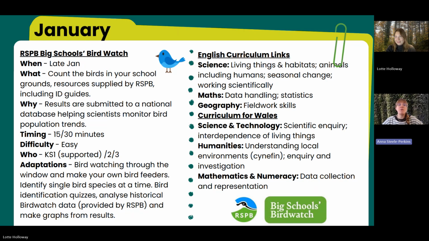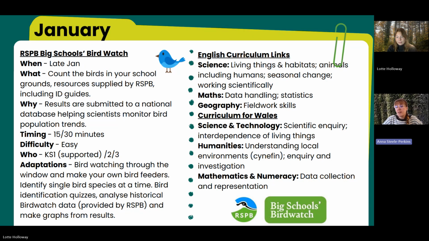So January. We've got the RSPB Big Schools Birdwatch. It occurs in late January, and what students would do is count birds in their school grounds. Resources are supplied by the RSPB, and this includes ID guides, or identification guides, of the birds. Why would we do it? The results are submitted to a national database, so this helps scientists monitor bird populations, so they can see if they're changing year by year, if they're increasing or decreasing in different areas of the UK.